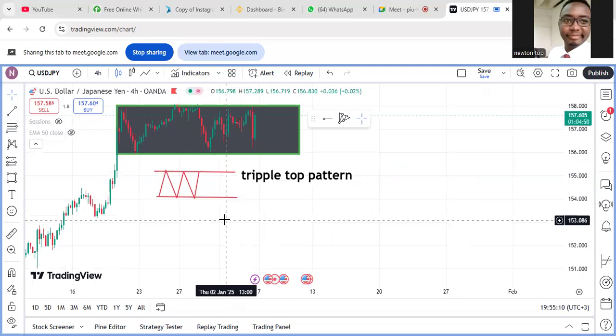It's an M, but we have an extended leg of M again on that side. So it's called a triple top pattern. This pattern usually signifies a very strong downtrend or the end of the uptrend. You see, this is the end of the uptrend.